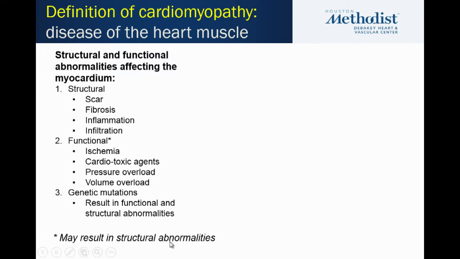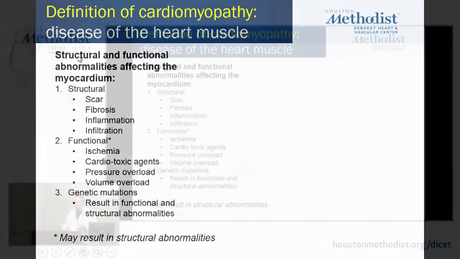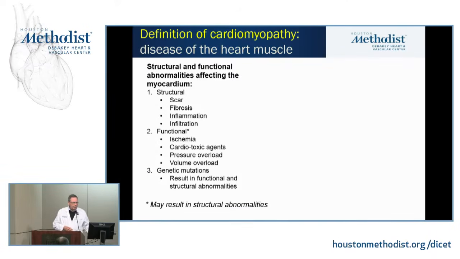So this is using structural and functional abnormalities that affect the myocardium. On the structural side, you have, of course, scars, fibrosis, inflammation, infiltration. Those are the most common things. Scar from a non-MI or from other diseases, fibrosis, we have been hearing a lot about that lately, inflammation and infiltration. From a functional point of view, you have ischemia.